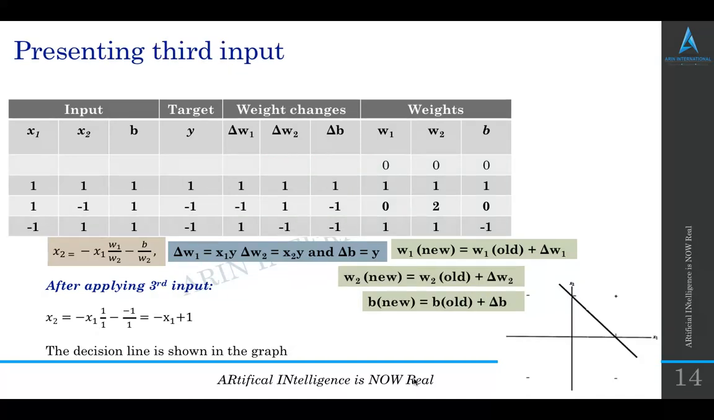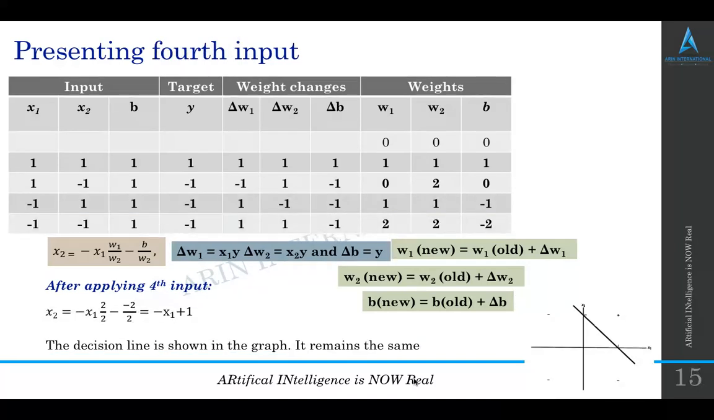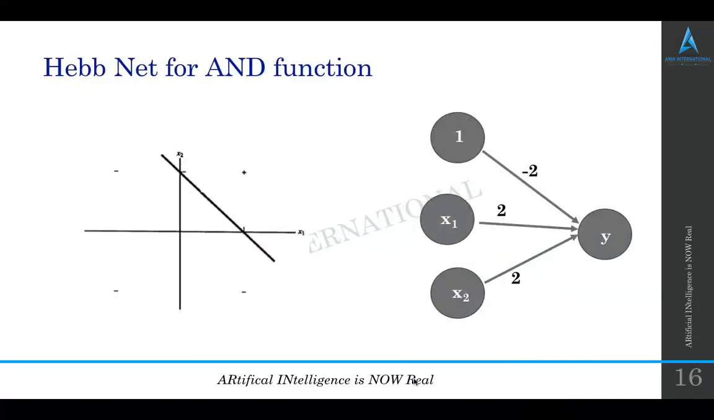Apply the third input. Again update the weights and obtain the decision line. Apply the fourth input. Update the weights and again obtain the decision line. Here you can see that the decision line separates or classifies the inputs correctly. So this is the HebNet for the AND function with final weight values.